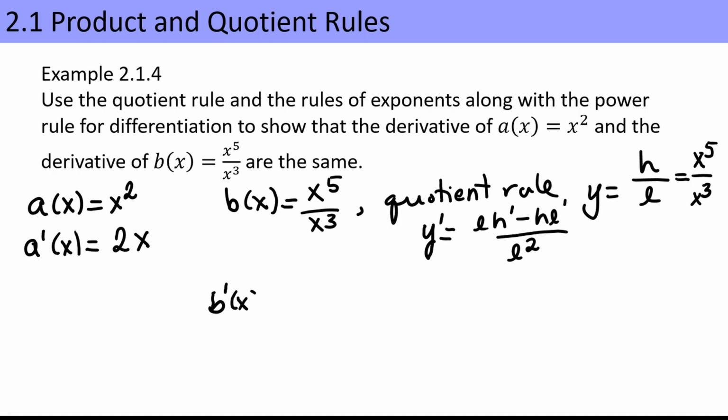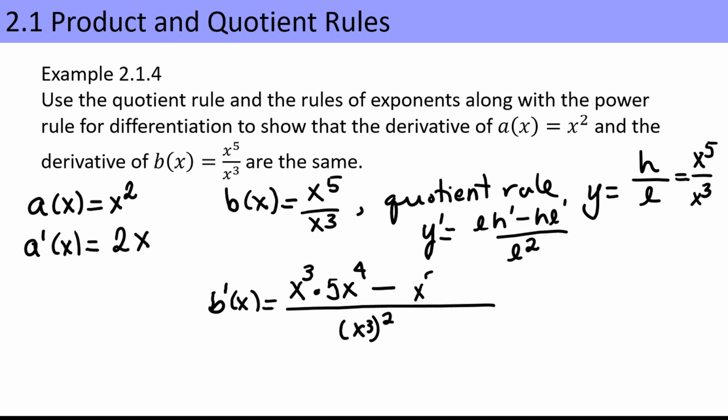So b prime of x is equal to, I'll begin with the denominator so that I don't forget it. We've got x cubed squared. Now the low function is x cubed. Then we need to take the derivative of the high function. The high function is x to the 5, so we bring the 5 down, make it the coefficient. X to the power of 5 minus 1 is 4. Then minus, now we list the high function, which is x to the fifth, and the derivative of the low function is x cubed. We bring down the 3, then you got x squared.